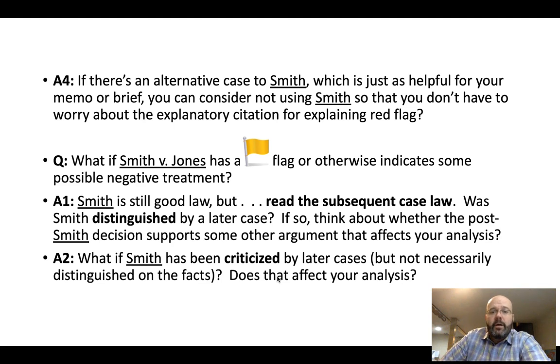Next question. What if Smith v. Jones has a yellow flag or otherwise indicates some possible negative treatment?